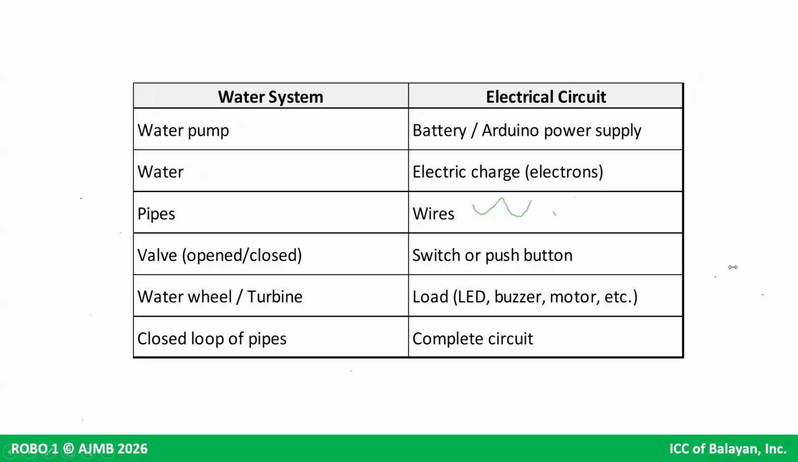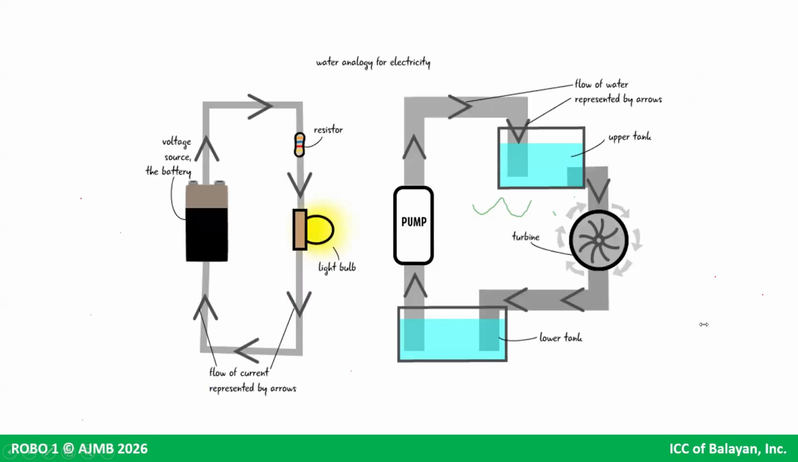Wow, you're correct. Water wheel or turbine, that's your electrical load. In our classes, it can be the LED, the buzzer, or if you have servo motors and so on. If your water circuit is a closed loop, you have a complete circuit. Sige, this is another picture showing that.